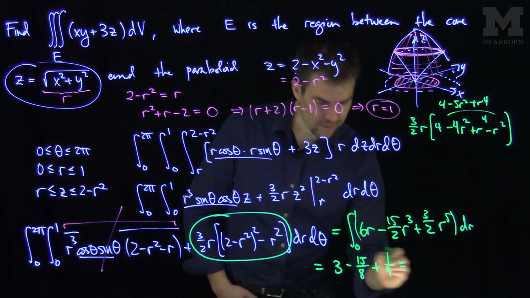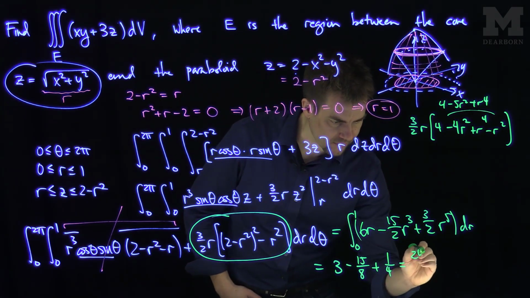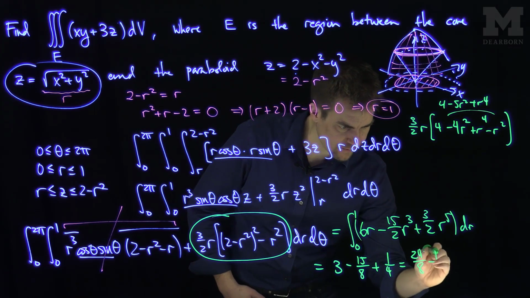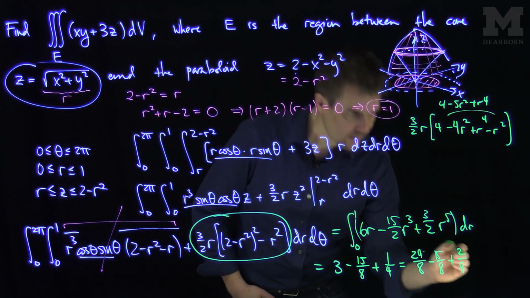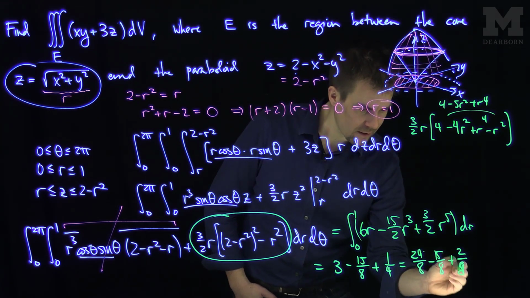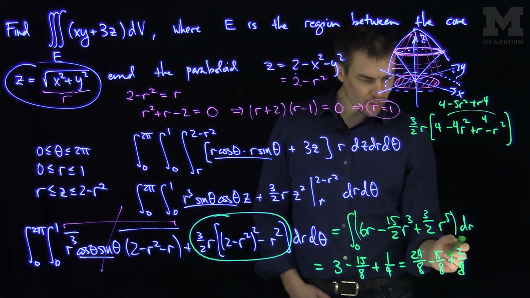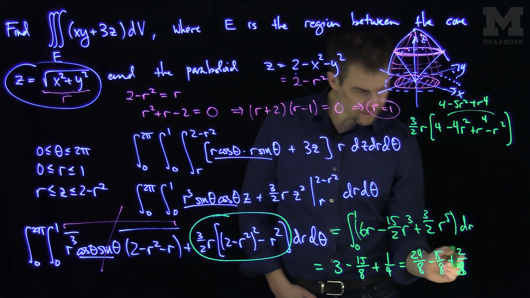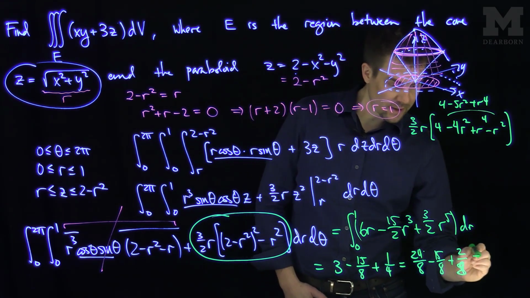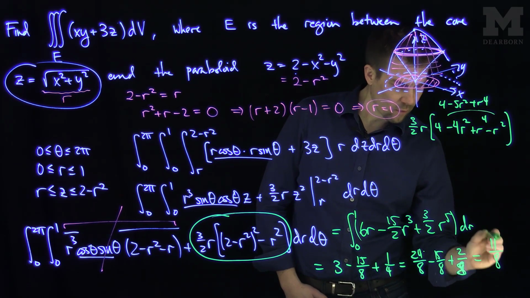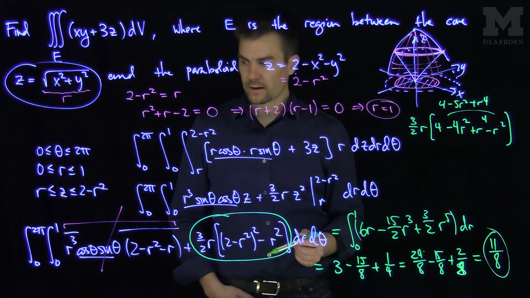So all total, what do we have? So 3, of course, is 24/8. 24/8 minus 15/8, and then plus 2/8. So we have 26 over 8. 26 minus 15 is 11, so we have 11 over 8 is our final answer.